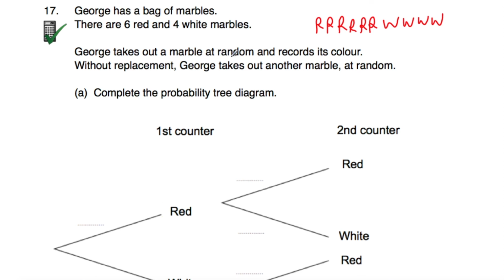And then he takes out a marble at random and records its color. So he's going to take out a marble at random, and then he's going to write down what color it is.